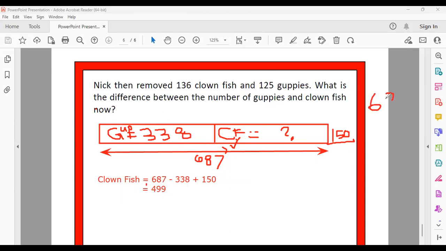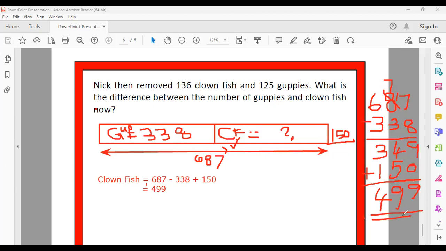Okay, 687 minus 338. Take out the guppies first. You're going to have how much? 17 minus 8 is 9. 7 minus 3, 4. 6 minus 3, 3. And then I add another 150 guppies. That was the first story. So 9, 9, and 4. That's how I got my 499.